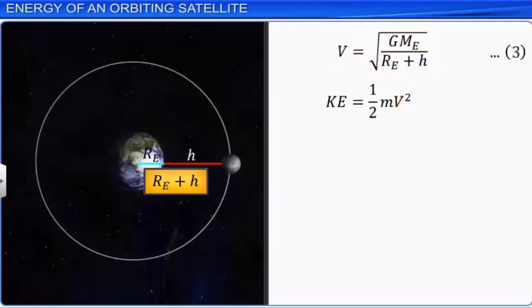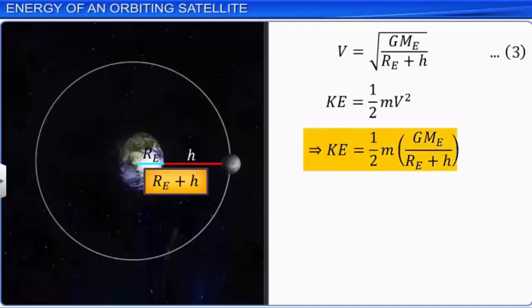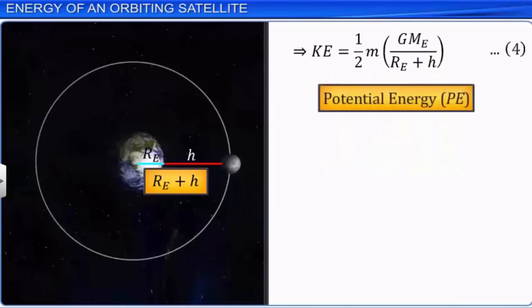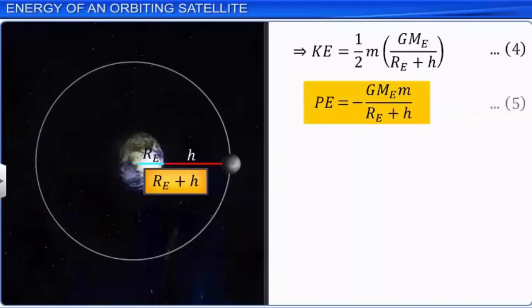Earlier, you learnt about the potential energy of a two-body system. Applying the concept of potential energy to the Earth-Moon system, you get the expression for potential energy as PE is equal to minus GMEM divided by RE plus h. Let this be equation 5.